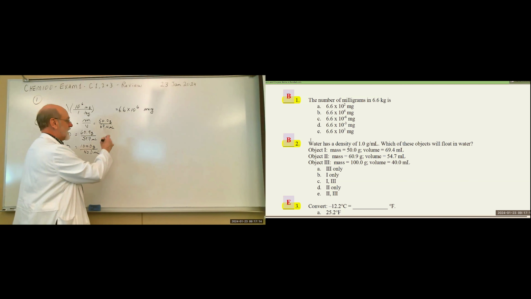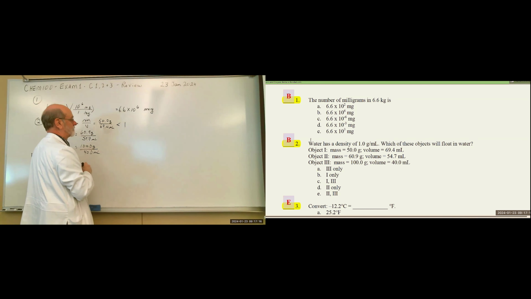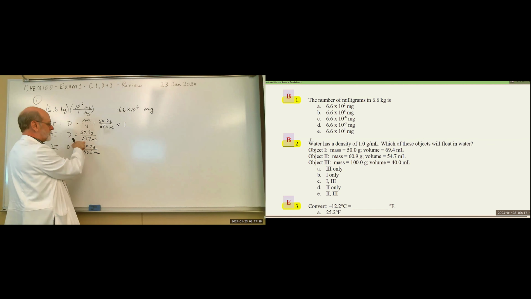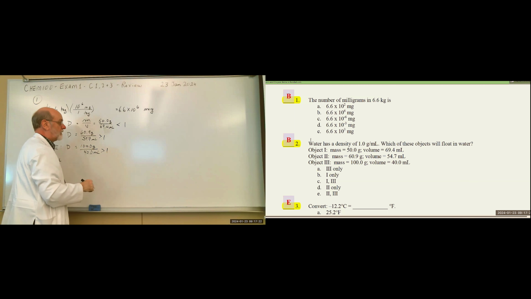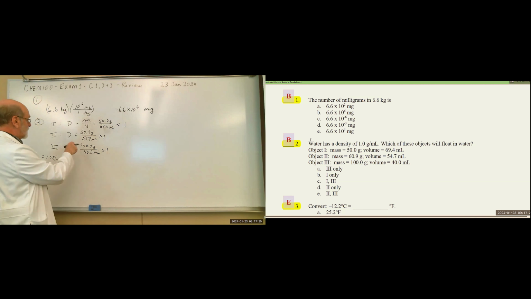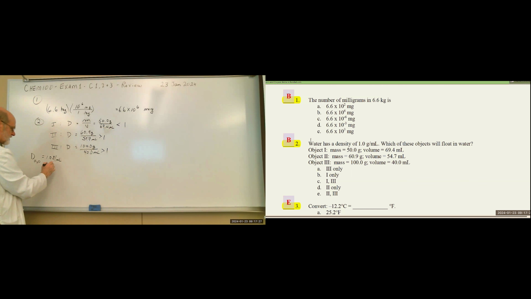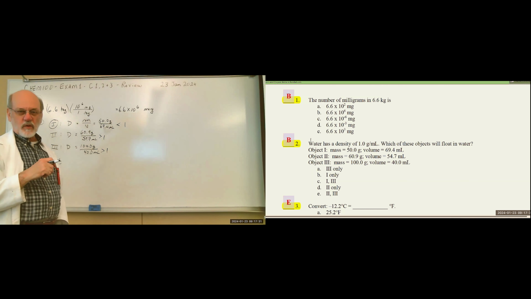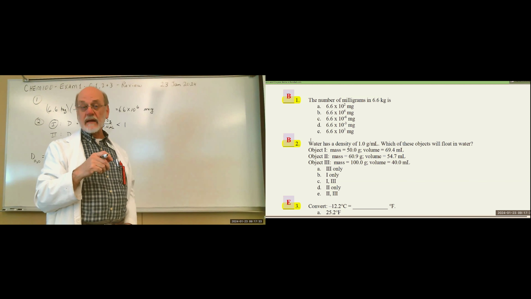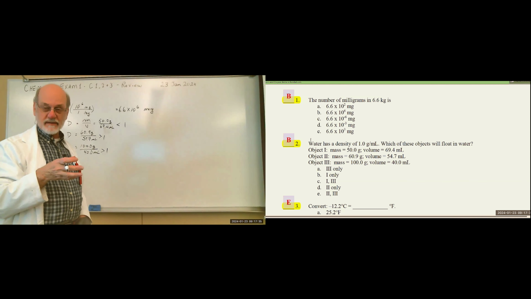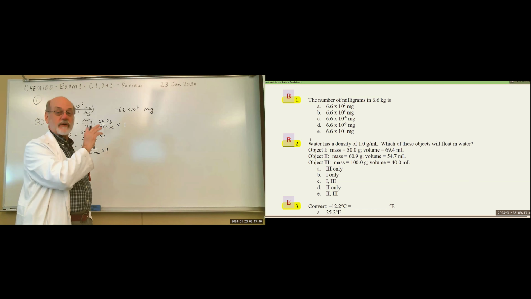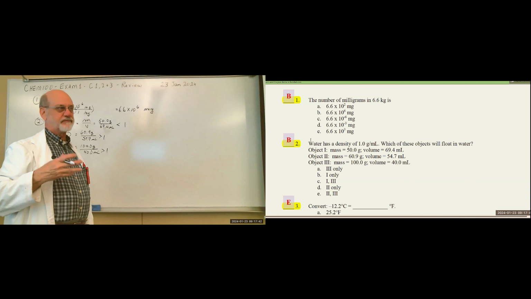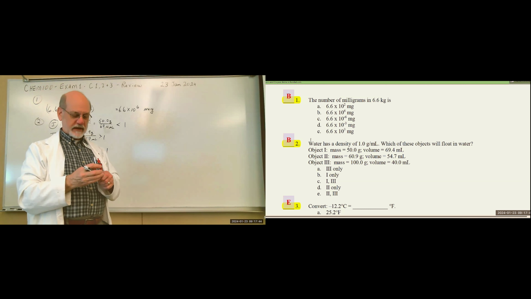50 divided by 69 is less than 1, correct? 60 divided by 54.7 is greater than 1. And 40 into 100 is greater than 1. So what that tells us is, this is the only one that's less than 1 gram per milliliter. So Roman numeral 1, which would be B, 1 only, will answer this question and get you out of this one and on to the next one if you're in a time constraint, like during an exam.